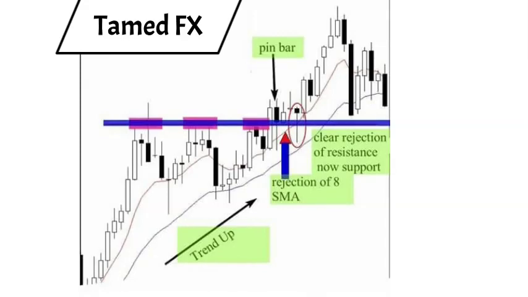The first, we have a well-formed pin bar rejecting previous resistance level, which is now acting as a support level. The trend is clearly up and there is no immediate resistance above the pin bar. Now it has room to continue going. And the key to this pattern is that the pin bar must form in the direction of a trending market.